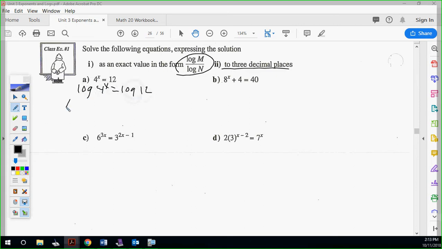And the x drops, and then we divide by log 4. It's very similar to what we just did. So this right here is your exact form, part 1. And then part 2 says to do the decimal, and the decimal for the first one, if you calculate this in your calculator, you get 1.792.